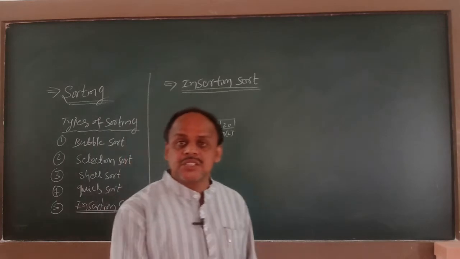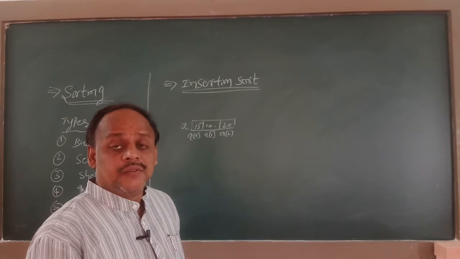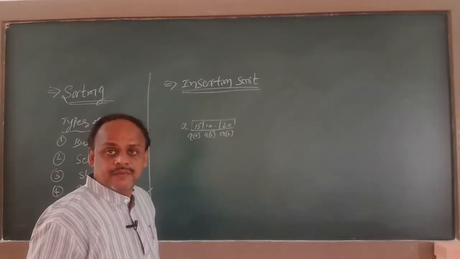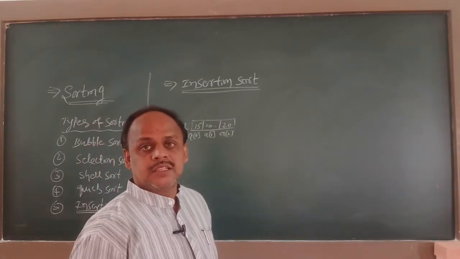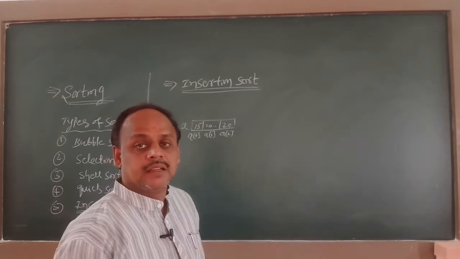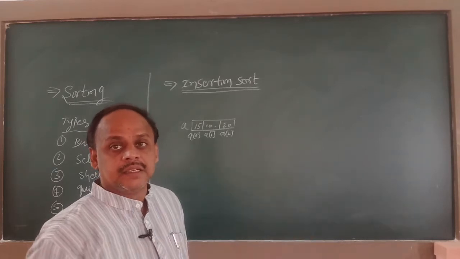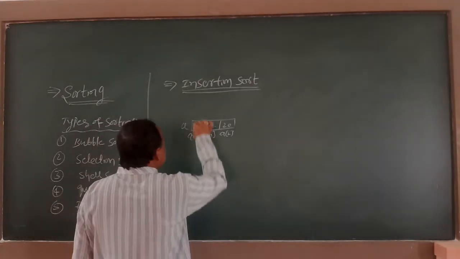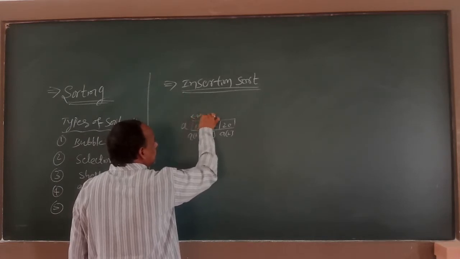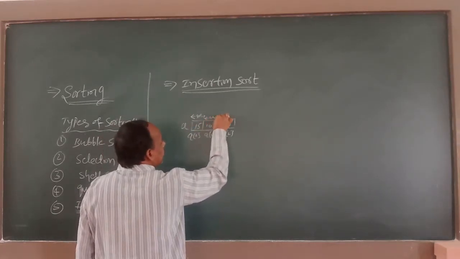What does the insertion sort method say? It says first consider an array that is unsorted, in such a way that elements are not in an order. And then let us consider the first element as coming under the sorted part, and the remaining come under the unsorted part.